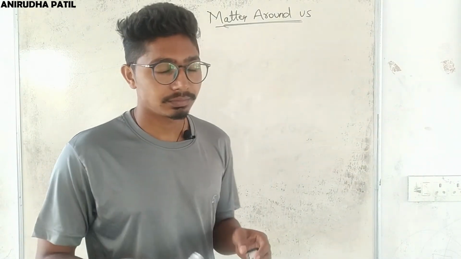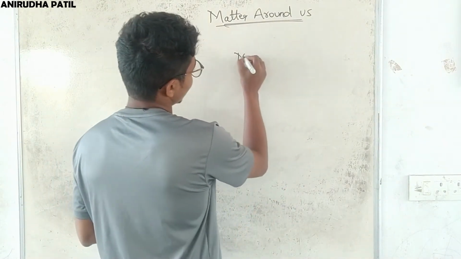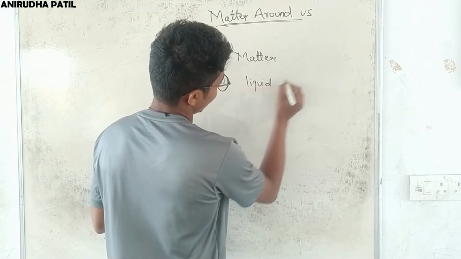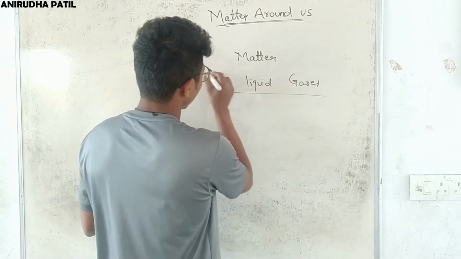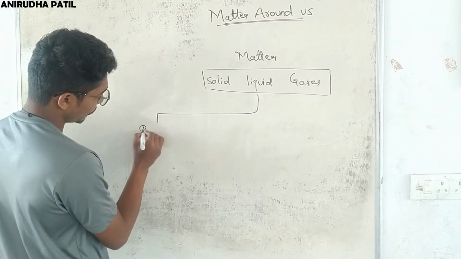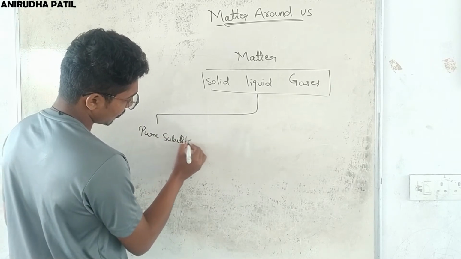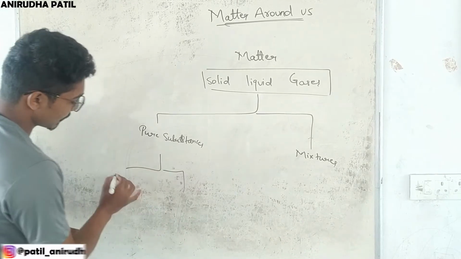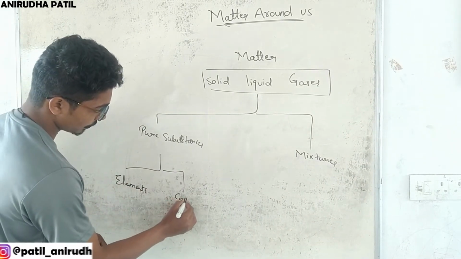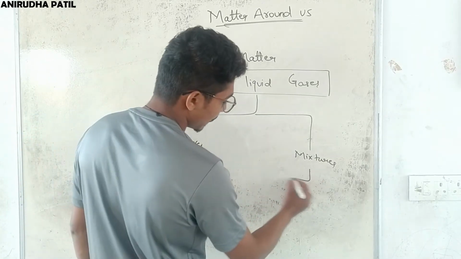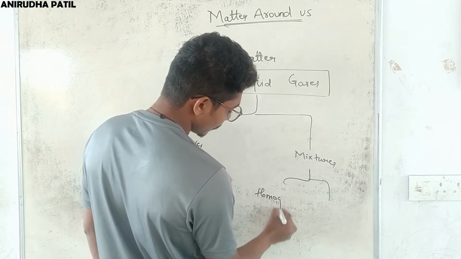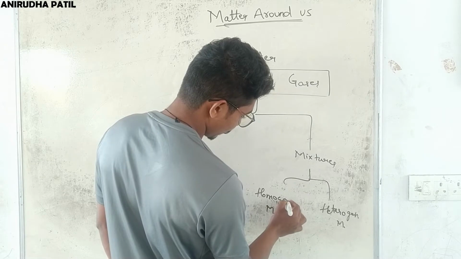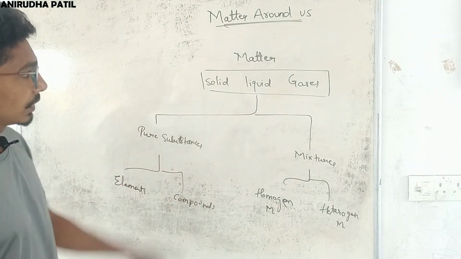So basically matter, suppose this is matter, based upon nature it can be classified as solid, liquid and gases, and this thing can be classified as pure substances and mixtures. Now these pure substances can be classified as elements and compounds, whereas mixtures can be classified as homogeneous mixture and heterogeneous mixture. Okay, now let's study everything step by step.